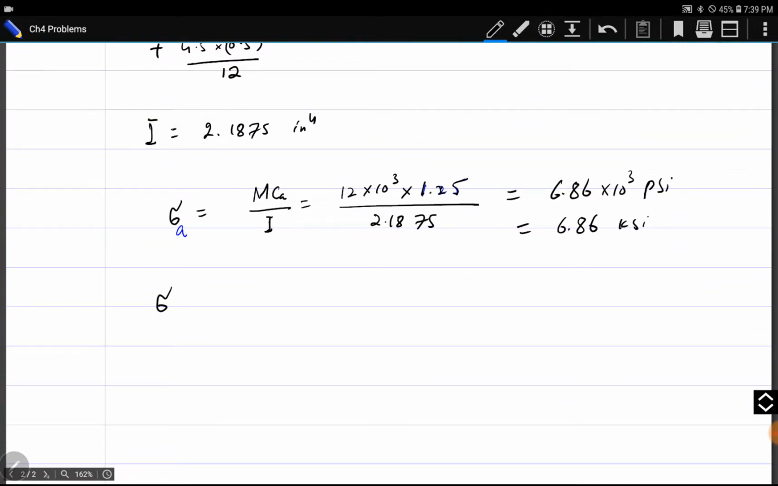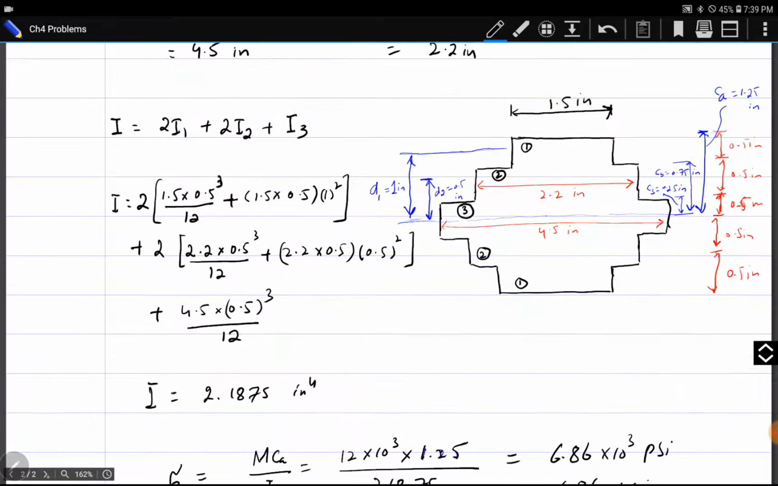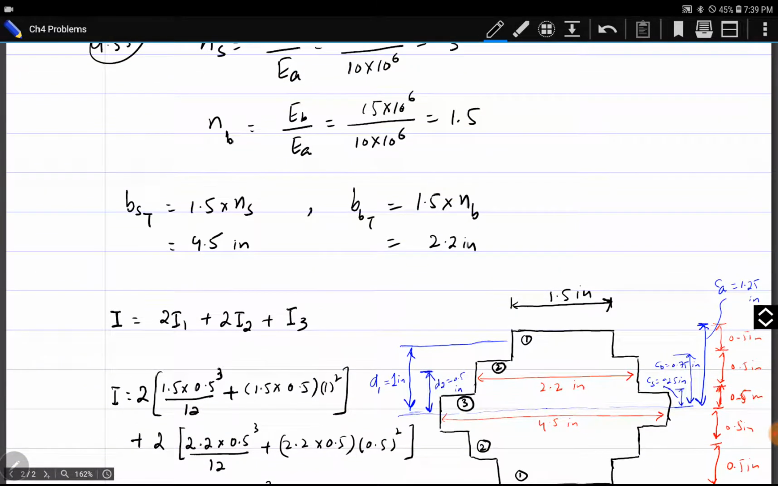Sigma for brass is N of brass into MC over I. This C is for brass. So N for brass has been calculated earlier. It is 1.5.